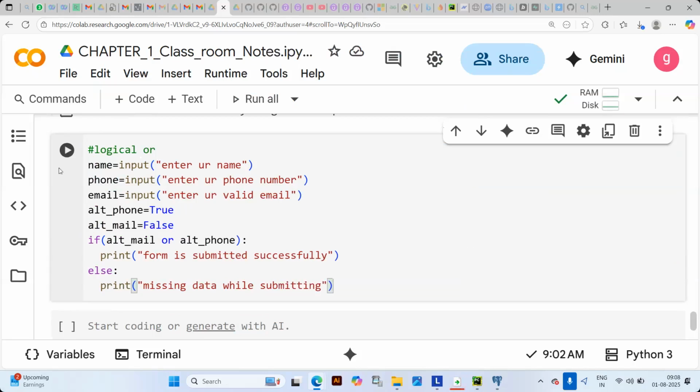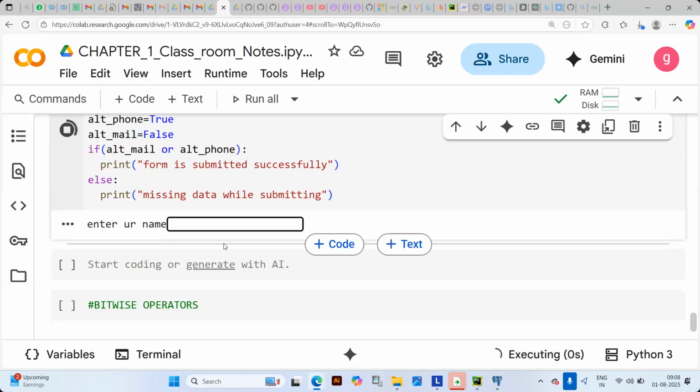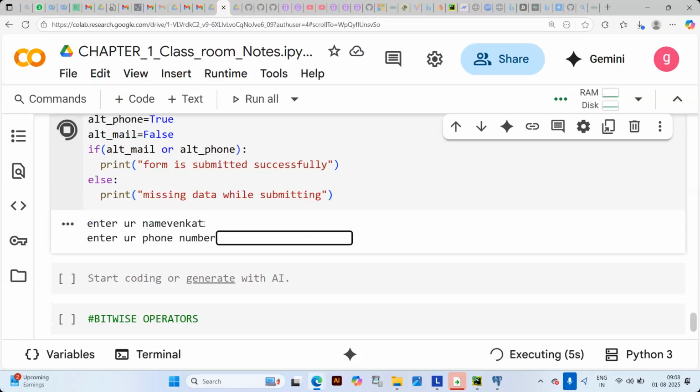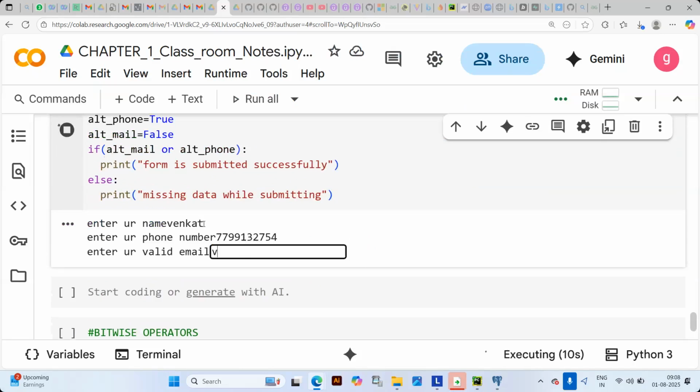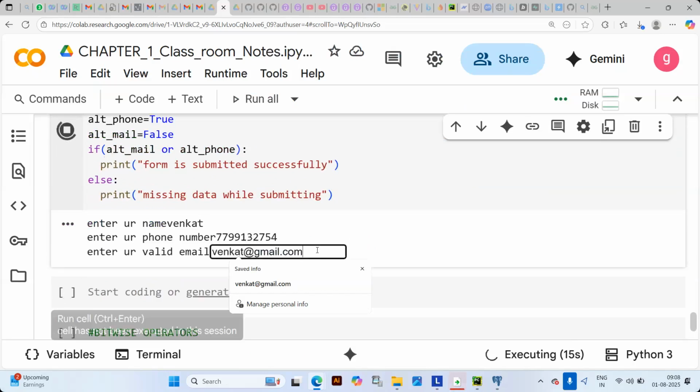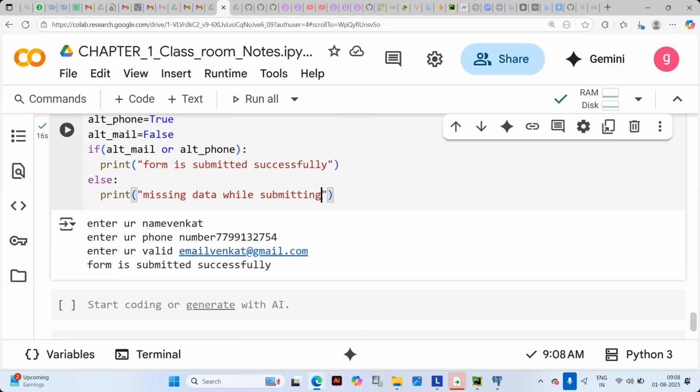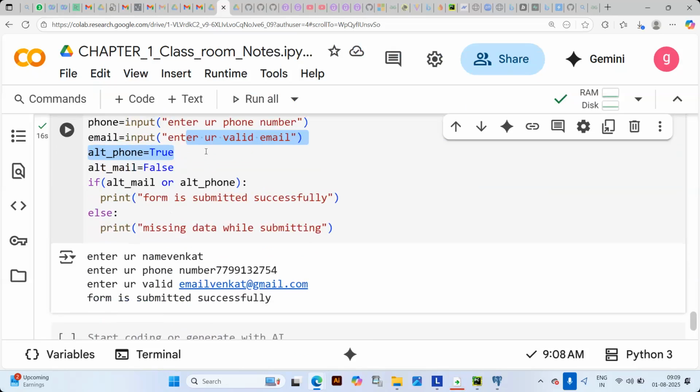Yeah. So if you look at now, it will be taking a name Venkat and phone number is 7799132754 and valid email is venkat@gmail.com. Okay. Now you see, form is submitted successfully. Why? Now here the alternate phone number has been given, but mail is not given. You just change accordingly. Now phone number is not submitted, mail ID is submitted.